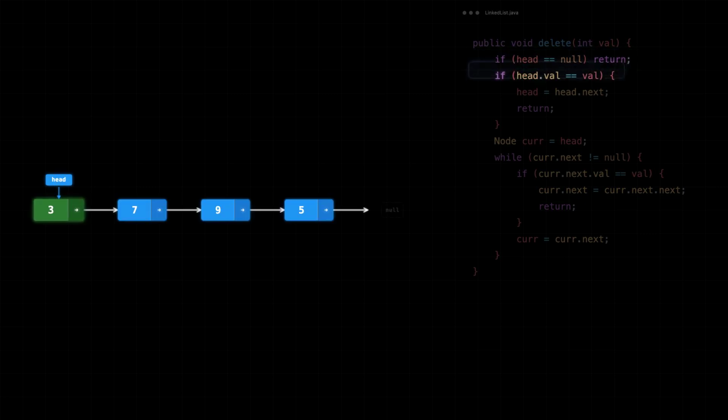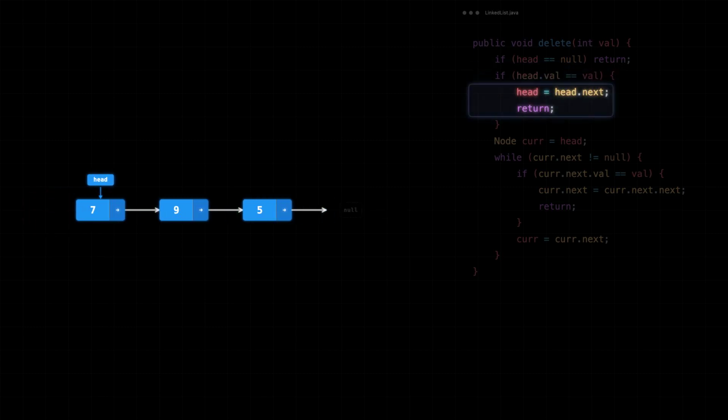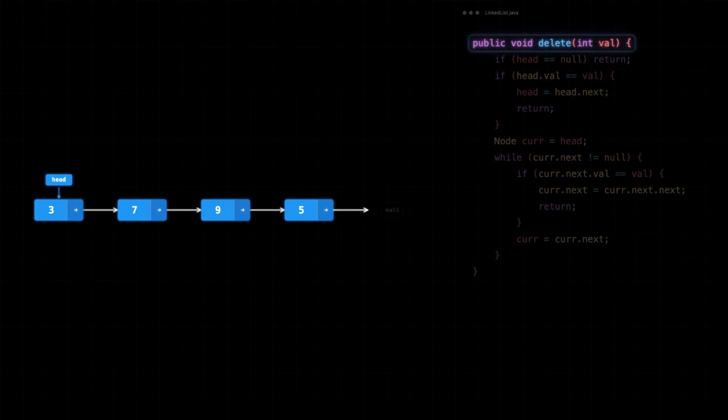Done. Now the first real case. What if the node we want to delete is right at the front? The head itself. Say we're deleting 3. We check head.val equals 3. Yep, that's our node. All we do is move head one step forward. That's it. 3 is gone. We never even walked the rest of the list. O of 1. Instant.